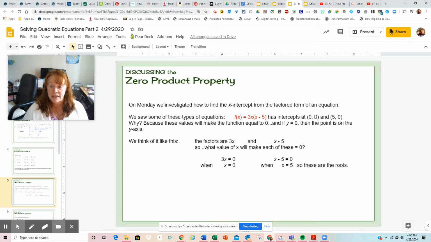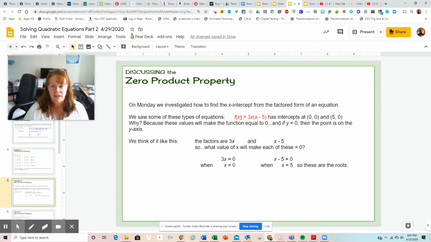So if y is equal to 0, then the function's on the x-axis. So put it together. 3x is one of the factors. So what are you multiplying together? You're multiplying 3x and x minus 5. So 3x equals 0, x has to equal 0. X minus 5 has to equal 0, so x equals 5. Those are what we call the roots. So that would be when this thing is equal to 0.